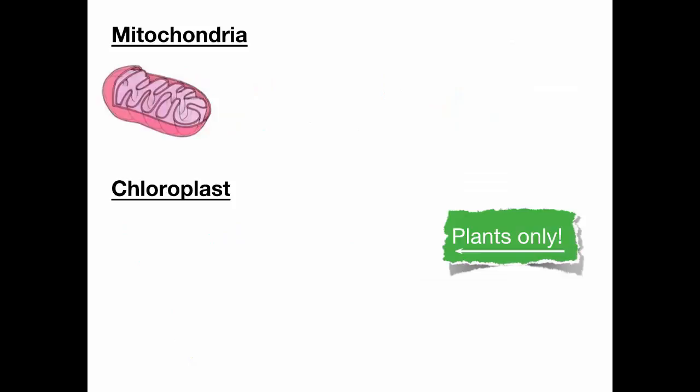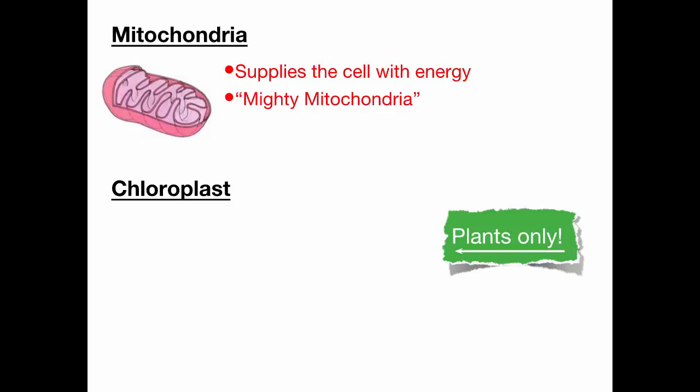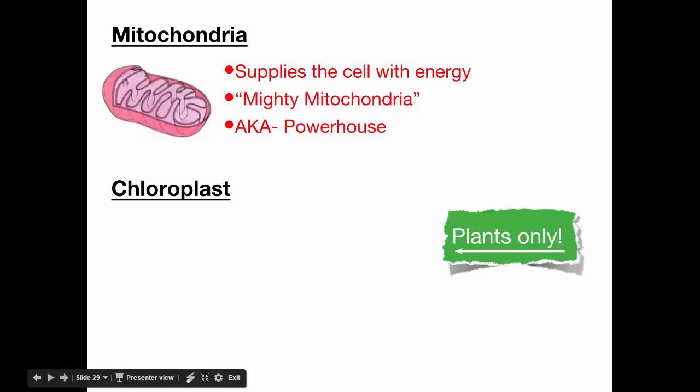Okay, final two organelles, both related to energy. Mitochondria. Mitochondria looks like a jelly bean with a bunch of folds in it. And the mitochondria's job is to supply cells with all the energy they need to go about their business. All cells must have energy, otherwise they don't stay alive. And that happens in this mitochondria. They have special enzymes in there. Sometimes we call them the mighty mitochondria because they're the powerhouse of the cell, releasing energy.